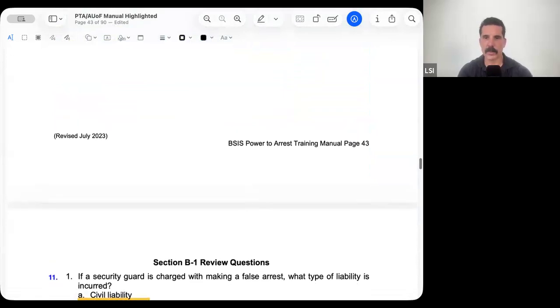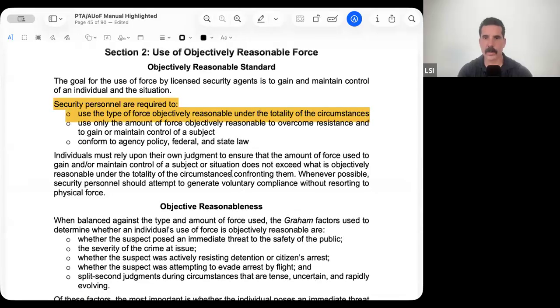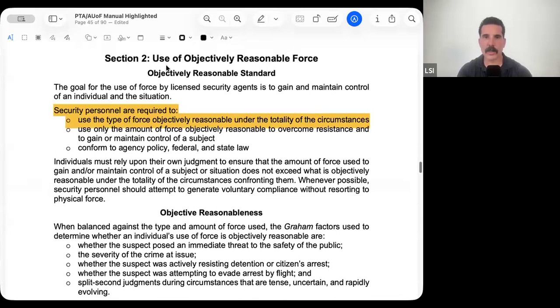Okay, hang on for one second. I'm going to stop sharing here, and then I'm going to adjust. All right, now we're back at it.